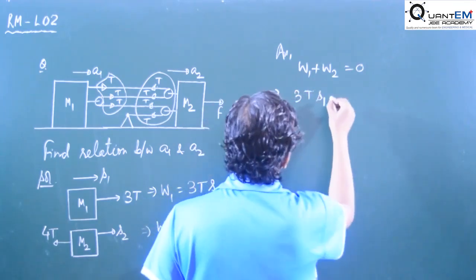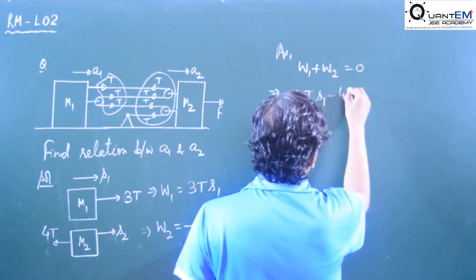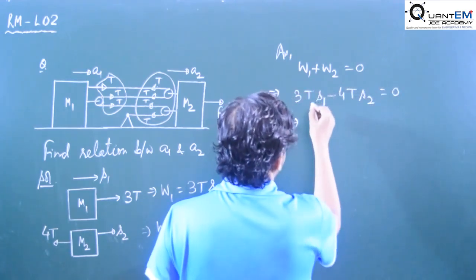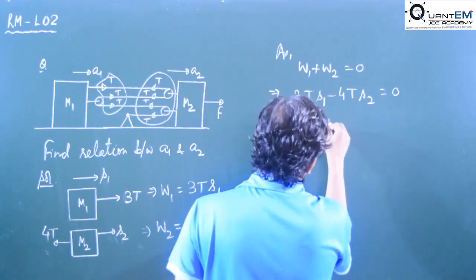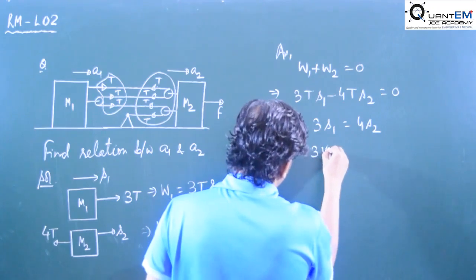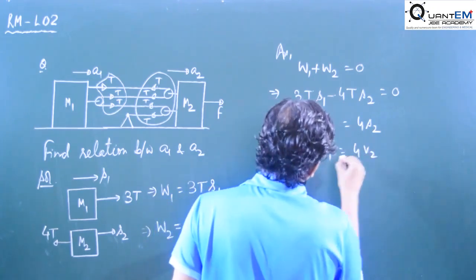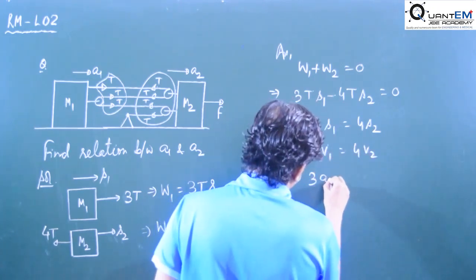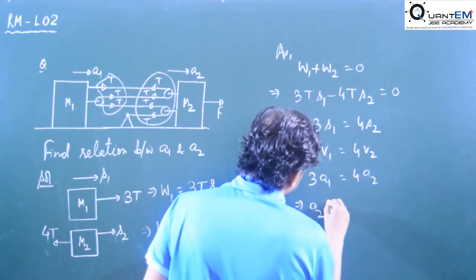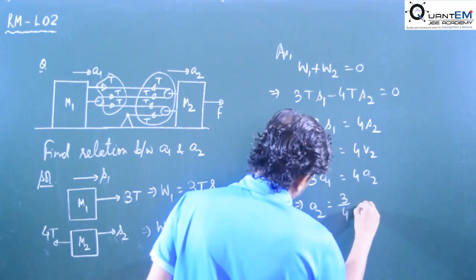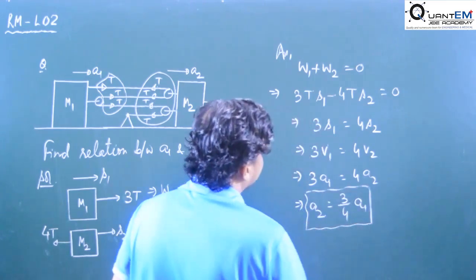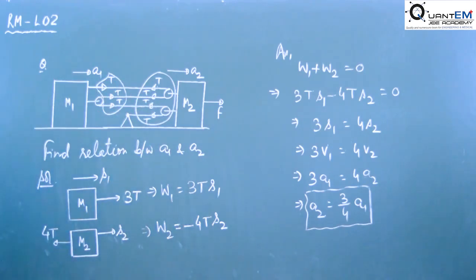is equal to 0. It implies that 3T S1 minus 40 S2 is equal to 0. T and T get cancelled. 3S1 is equal to 4S2. 3V1 is equal to 4V2. And also 3A1 is equal to what? So you get the result A2 is equal to 3 by 4 A1. Okay. So this one is the relation between A1 and A2.